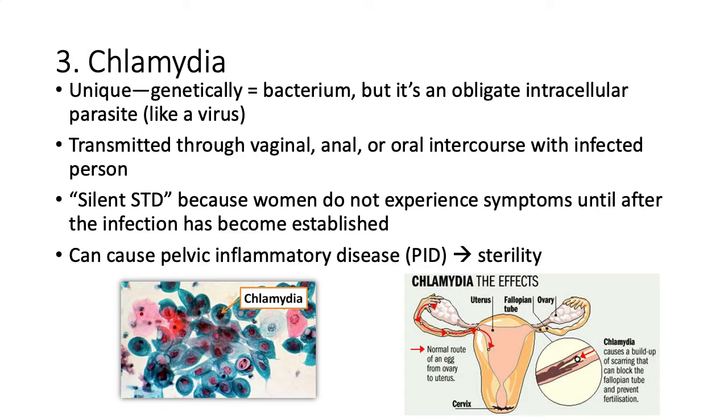It is called the silent STD, because women don't tend to experience the symptoms until the infection has become established. And again, pelvic inflammatory disease could result. And you can see in this diagram here, you zoom in on the fallopian tube where this inflammation and scarring has built up from chlamydia infection, and the egg can't pass through. So then it can't get fertilized.